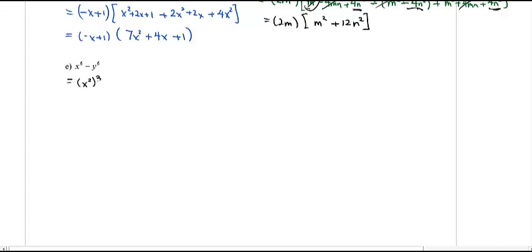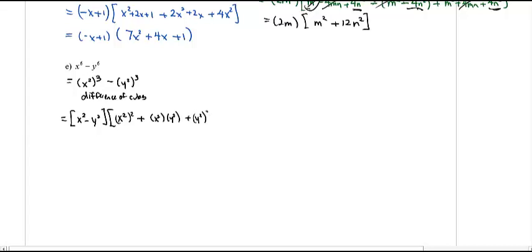x squared cubed minus y squared cubed. Now I've produced a difference of cubes. And I can use my formula, so x minus y, in this case x squared minus y squared. And then I have, once again, x squared, so that's x squared squared, plus x squared times y squared, and then plus y squared.